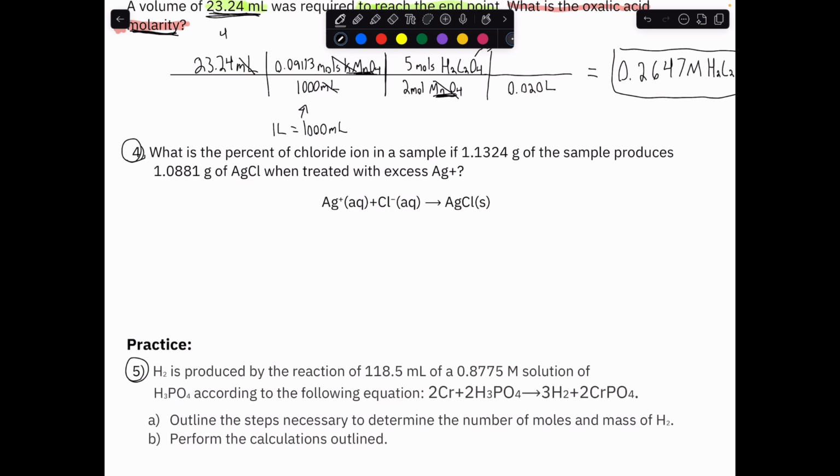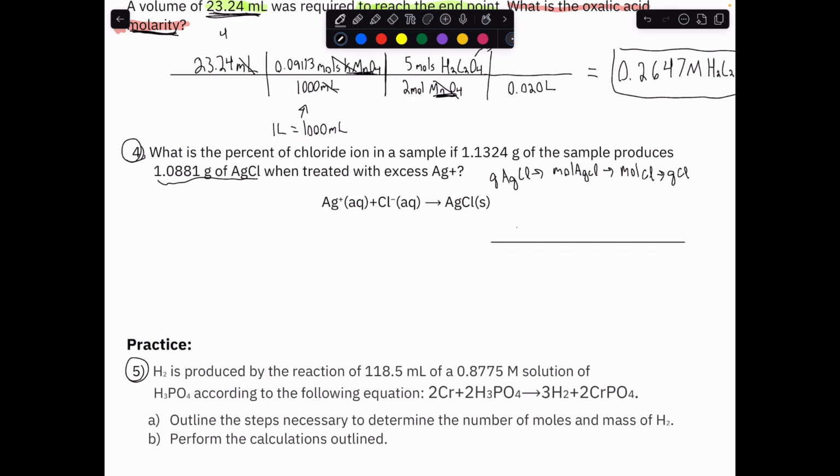do is take what our sample produces. I'm going to write this: we're going to go from grams of AgCl, and we want to go to moles, which then we want to go to moles of Cl, and then we want to go to grams. And that's our chain of what we want to do. So I'm going to leave a little bit of space over there for our other calculations.